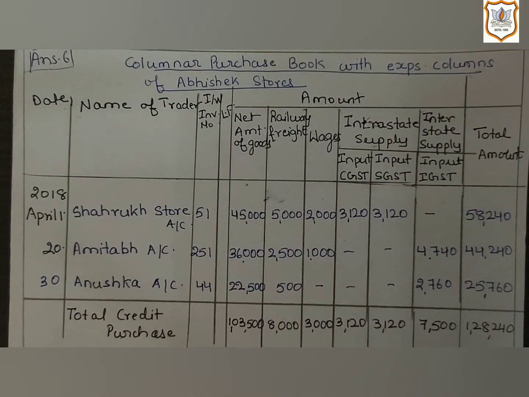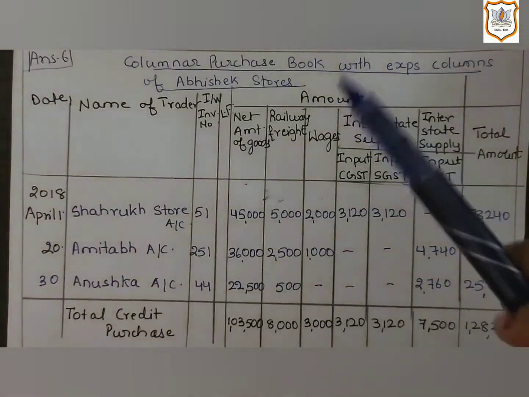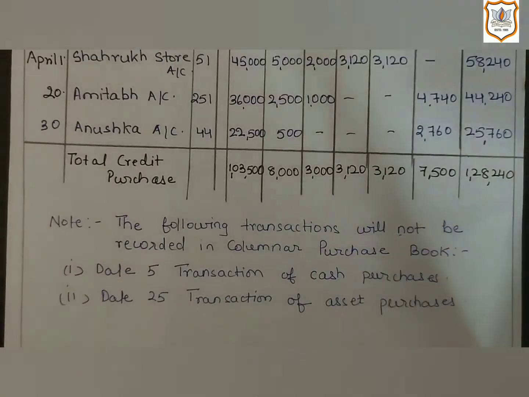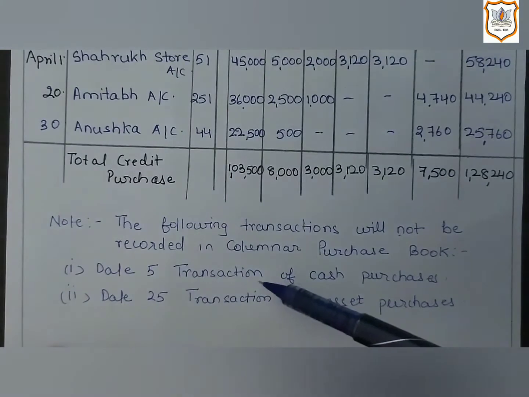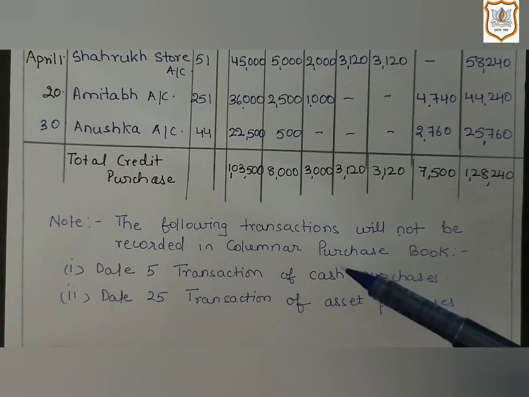Here it is given that total amount is paid immediately to Deepika. So that means it is a cash transaction. Now as it is a cash transaction, it will not be recorded here, as we have already studied that only credit transactions of goods will find place in the purchase book. So for this we have to write it separately. We have to mention it separately, that date 5th, transaction of cash purchase, as it is a cash transaction. That's why we will not record it here.